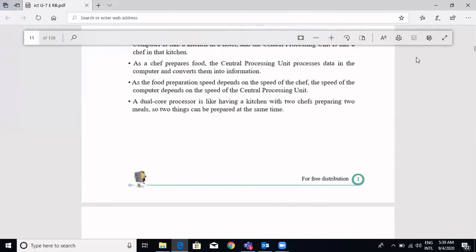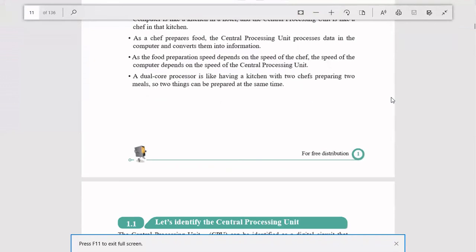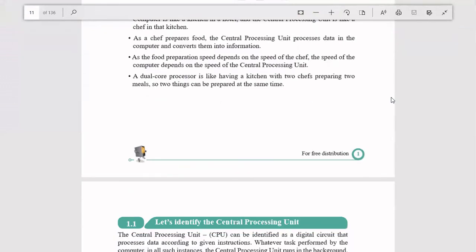And you may have heard the word dual core, right? A dual core processor is like a kitchen with two chefs. If you have two chefs, definitely you can prepare two meals in parallel. So it's faster, right? Similar to that, if you have a dual core processor or CPU, it's actually faster, right?